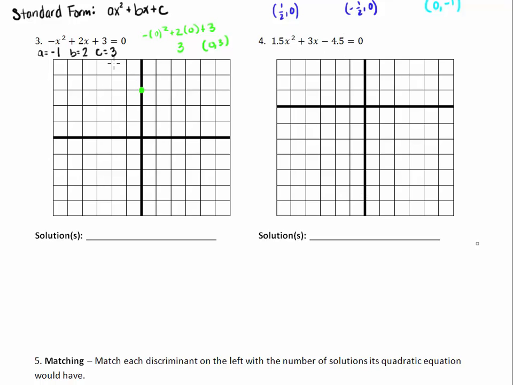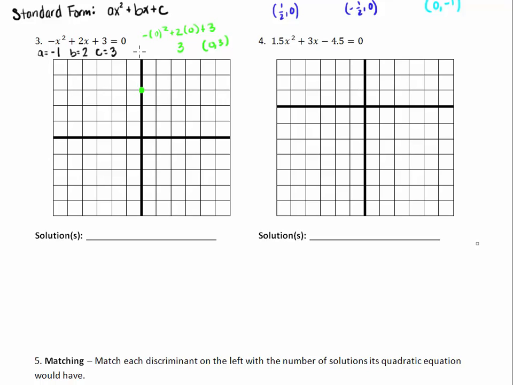Now I know it's symmetrical, so I know there's going to be another dot possibly up here someplace, unless this happens to be the max or the min, but I don't know which side it's at. I don't even know where the axis of symmetry is. So that's what we're going to find next. We're going to find the axis of symmetry.